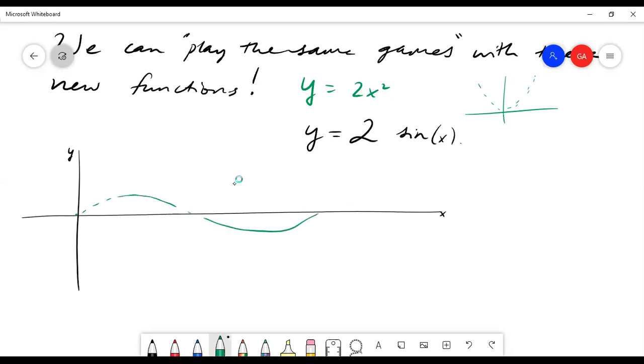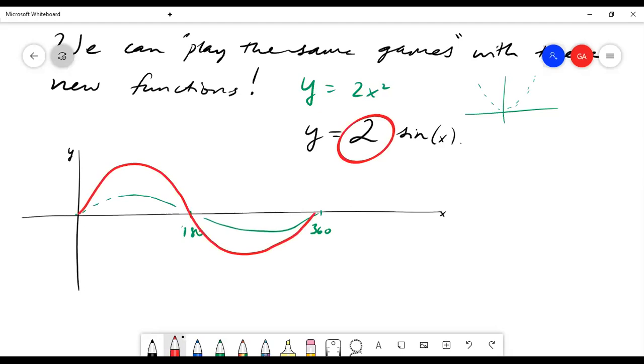Just this nice wave. And I'll work in degrees today for you. Sorry, this is 180, 360. And the 2, I should do this in a different color so you can see. What the 2 does is it stretches the entire thing. So in a sense, it makes this wave louder, right? It amplifies this wave by a factor of 2. So this used to be the point 1, and now it's the point 2.